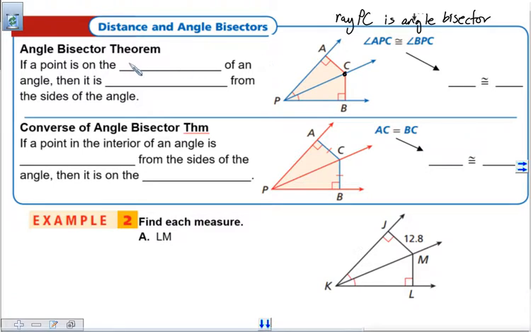When you have a point on your angle bisector, it is equidistant from the sides of your angle. So that means that the length of AC and BC are equal, they're congruent.